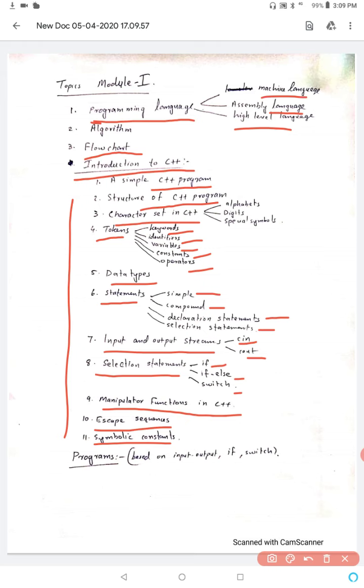Then after that, in this module we will learn programs based on input and output, that is cin and cout, then if, then switch statements. So using these things we will be learning programs in this module.